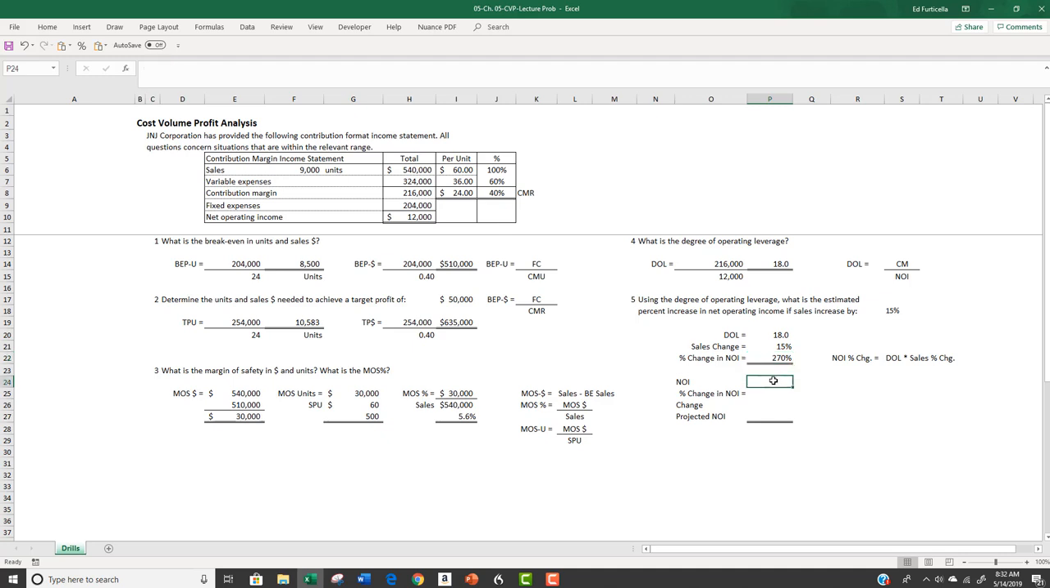Multiplying the 270% by the current net operating income of $12,000 would give us a dollar change in NOI of $32,400. Adding the $32,400 to the $12,000 gives us a projected NOI of $44,400.